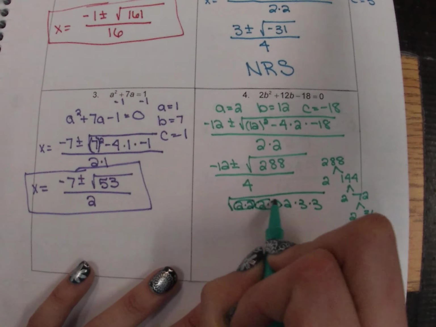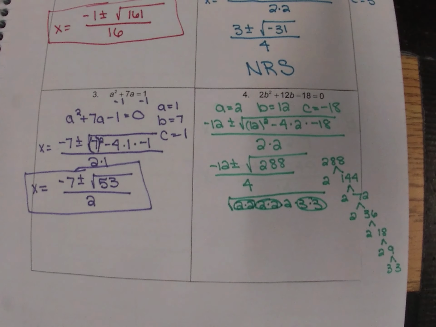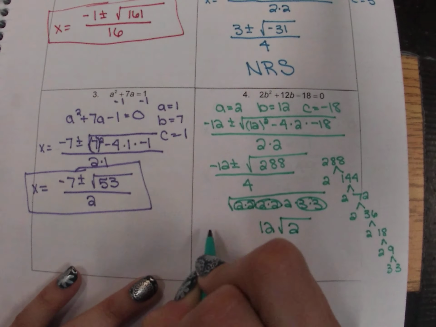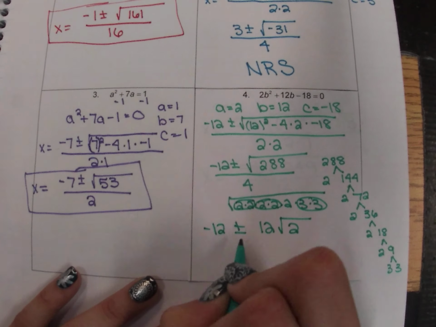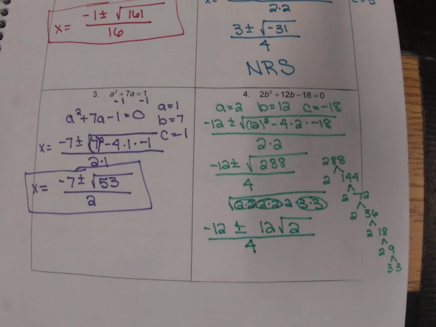We're going to find our pairs. So a 2 comes out in front, a 2 comes out in front, and a 3 comes out in front. So that's going to give us a 12 square root 2. So now we're at negative 12 plus or minus 12 square root 2 all over 4.